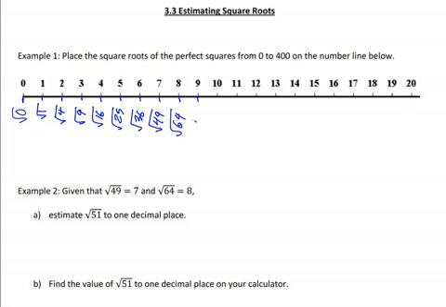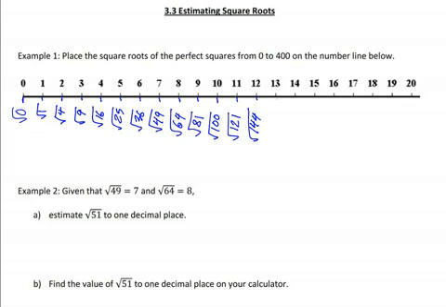9 times 9 is 81. The square root of 81 is 9. 10 times 10 is 100. The square root of 100 is 10. 11 times 11 is 121. The square root of 121 is 11. 12 times 12 is 144. The square root of 144 is 12.